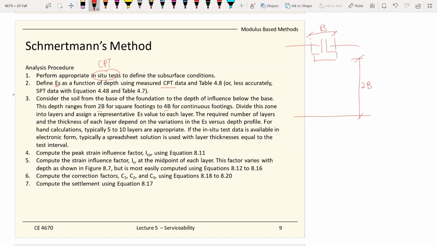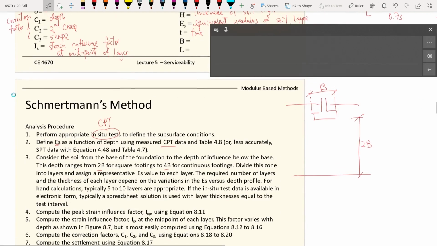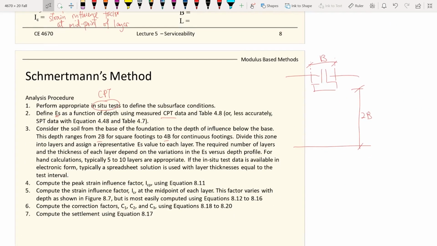Next, you will divide this zone into layers, and you assign a representative E sub s value for each layer. Again, in the Schmertmann method, there's a summation here. The summation means adding up all the layers, so you need to look at each layer individually. The required number of layers and thickness of each layer depends on the variations in E sub s versus the depth profile. For hand calculations, typically 5 to 10 layers are appropriate. To be on the safe side, maybe you can use 6 or 7 layers.